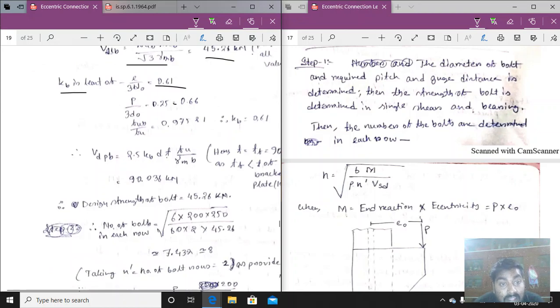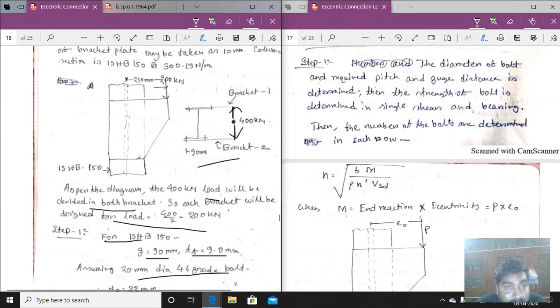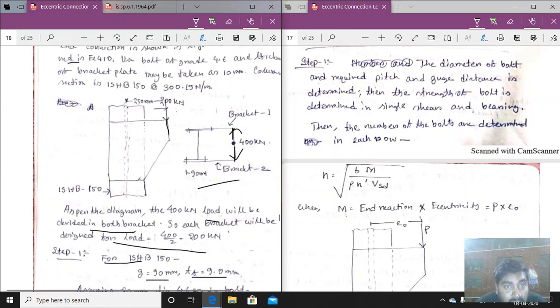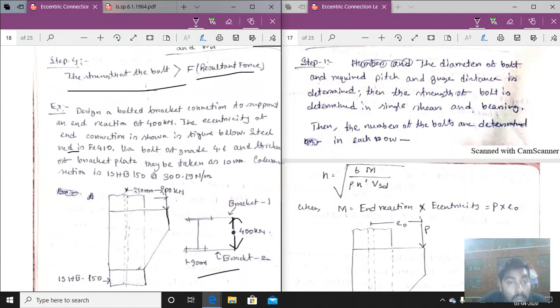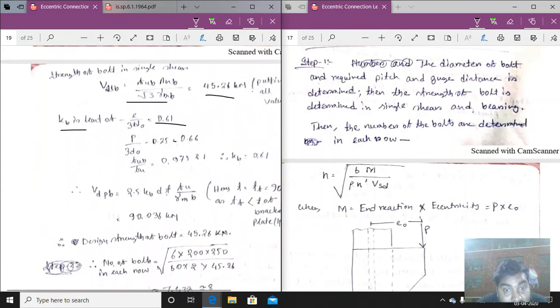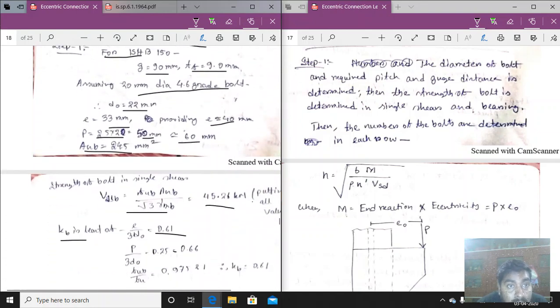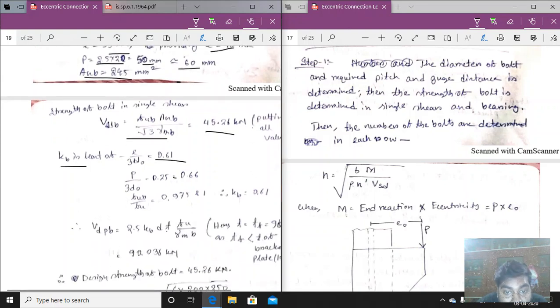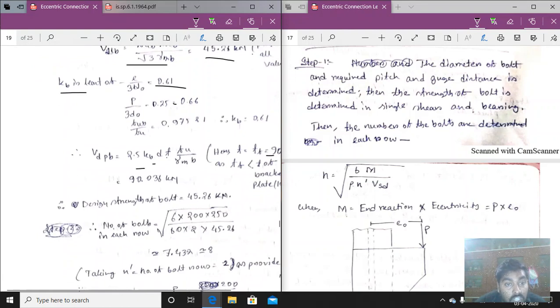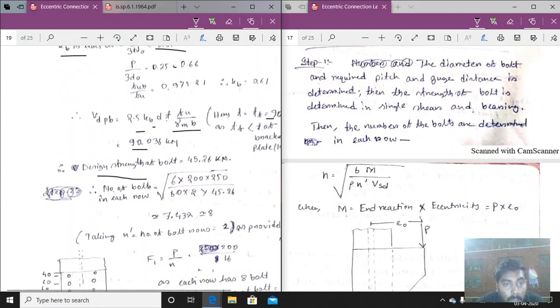Here T will be the thickness of the gusset plate and the thickness of the flange. The thickness of the bracket plate is 10 mm, a very important part here. The thickness of the column beam flange is TF equal to 9 mm. So what value to be taken? 9 mm to be taken, since TF is less than T of the bracket plate. So 2.5 KB into D into T into FU by gamma MB, putting all the values, we get 90.036. Now the design strength of the bolt will be the lesser value, so we take the value 45.26 kilonewton.